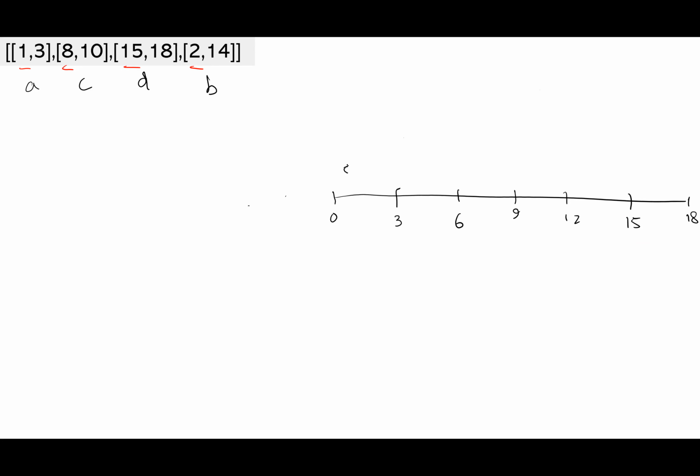This one will be something like this, A. This is A. And then B is going to be from 2 to 14. So it will be something like this, 2 to 14. So this is B. A is 1 to 3. C is 8 to 10. So this is C, 8 to 10. And D is 15 to 18.